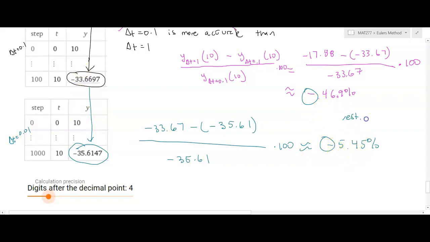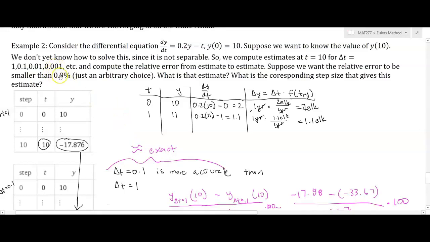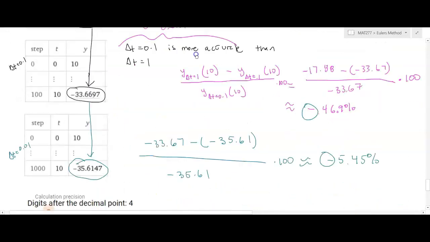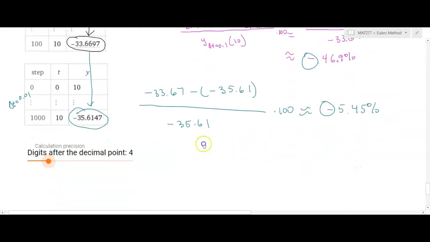So the change in value from delta t equals 0.1 to delta t equals 0.01, this estimate is about 5.5% under the more exact estimate. So it seems like there's still room for improvement here. We said that we wanted to get that error to be smaller than 0.9%. So we're at 5.45%. We're not quite there yet.